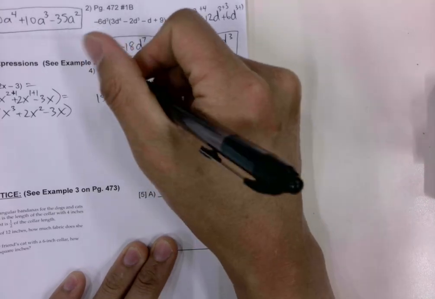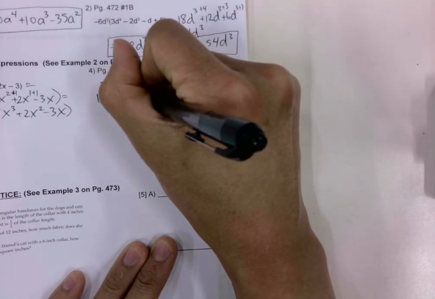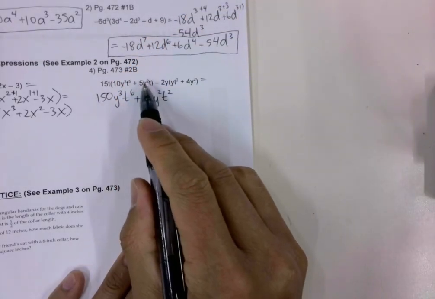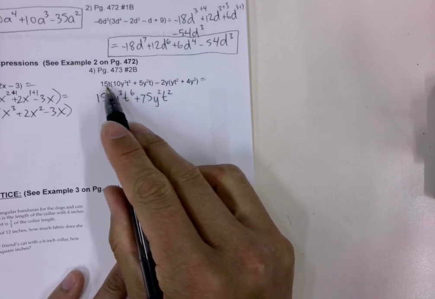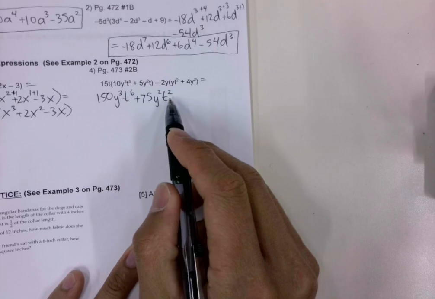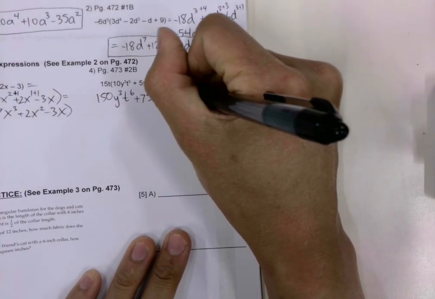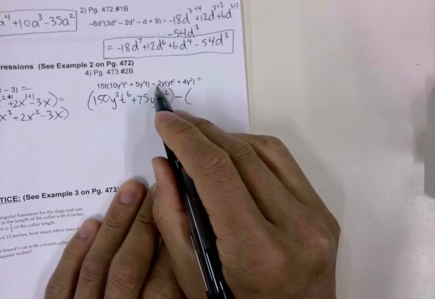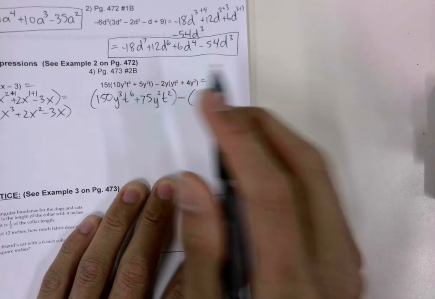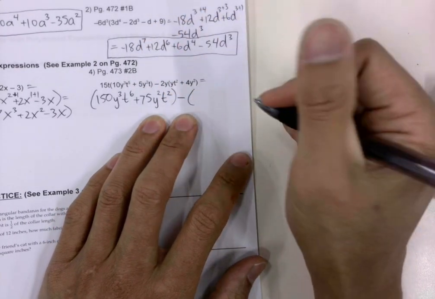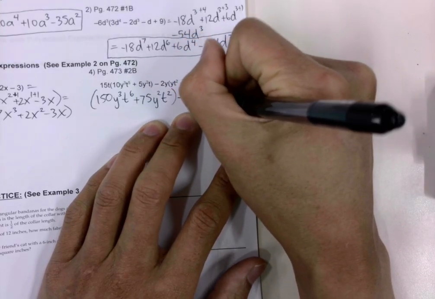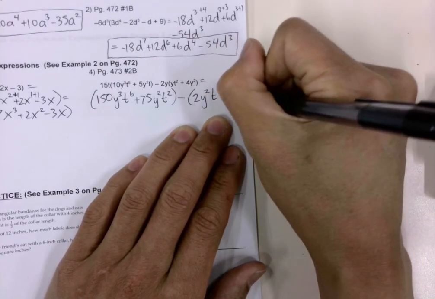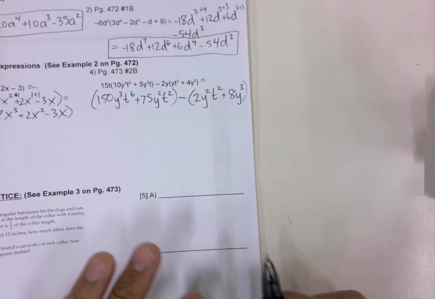The next one is going to be 15 times 5, so that's plus 75 y squared t squared. And here I am adding the exponent t to the 1 plus t to the 1, right? So 1 plus 1 gives me t squared. And so I'm going to take that, put parentheses around it. I'm going to do a subtraction, and I'm going to distribute out a positive 2y to my polynomial. Okay. So 2y times t squared is going to be 2y squared t squared. And I'm going to do plus 8y to the 3, parentheses.